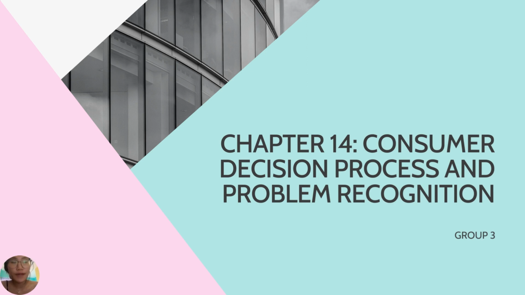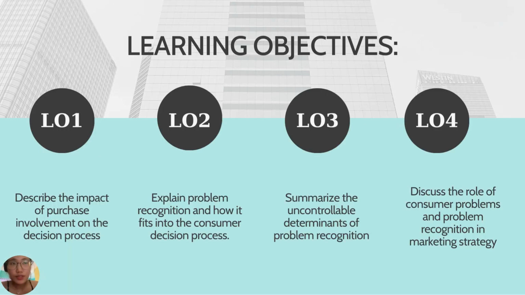The first one is chapter 14, which is consumer decision process and problem recognition. There are four learning objectives in this chapter. The first one is describe the impact of purchase involvement on the decision process.